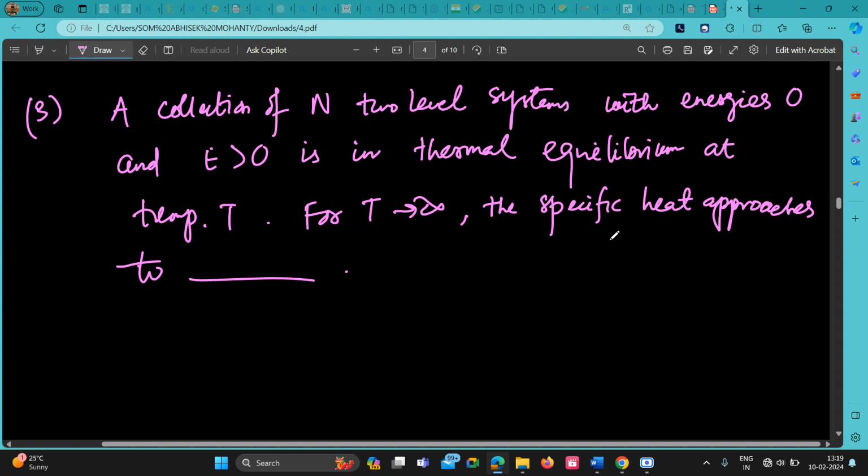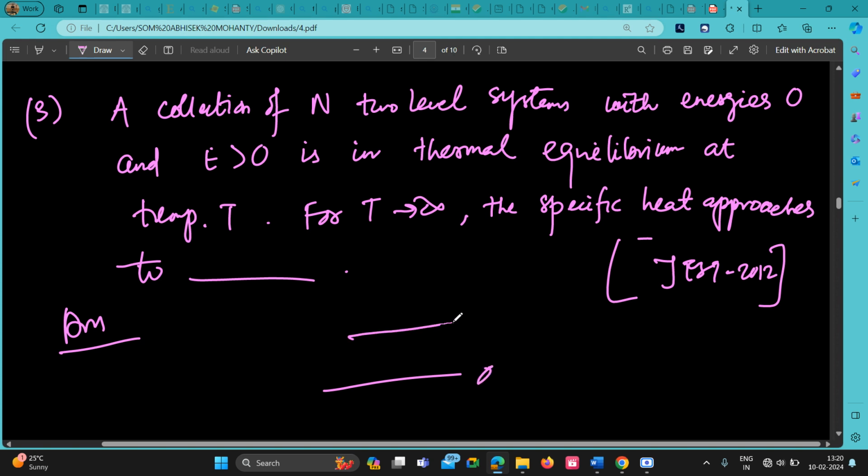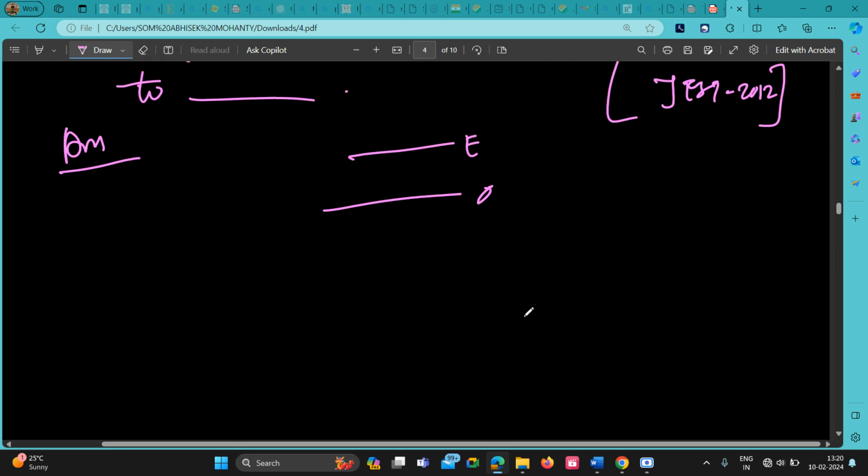Okay, so it's the same JEST 2012 question still going on. The question is, the specific heat approaches to dash as T tends to infinity. One energy is 0, another is E, in thermal equilibrium at temperature T.